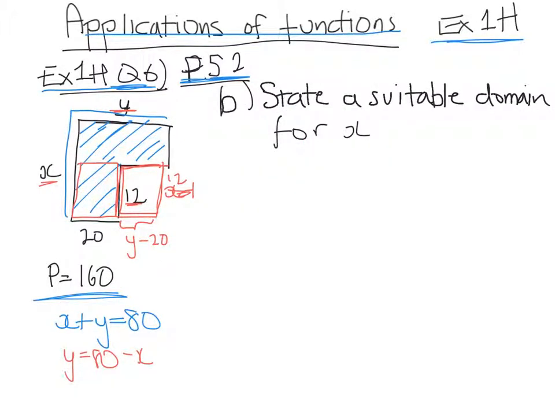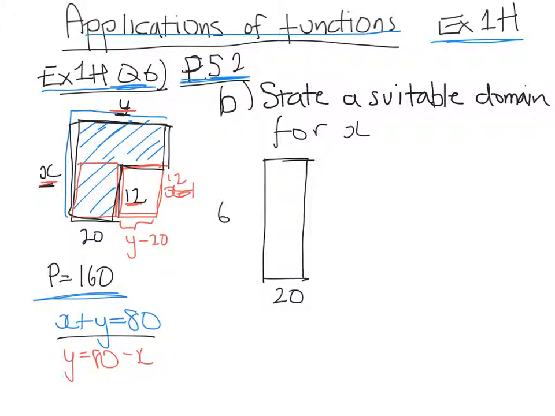Now the next part of this problem says state a suitable domain for x. Imagine this composite shape. We can change the x and y values, but the thinnest it can be is 20. So if we changed it so it was a long shape with a 20 on the bottom, and x plus y was equal to 80, it would have to be 60 on the side.